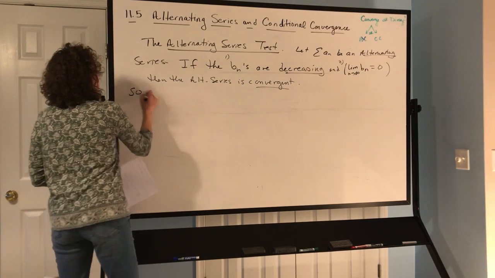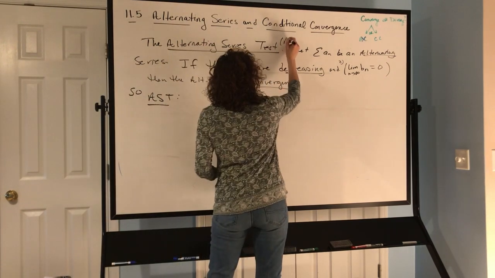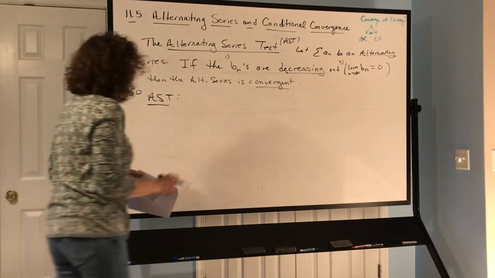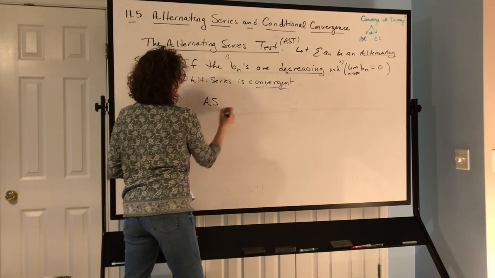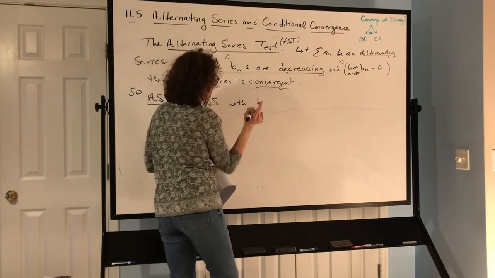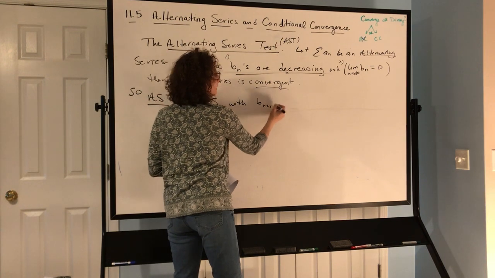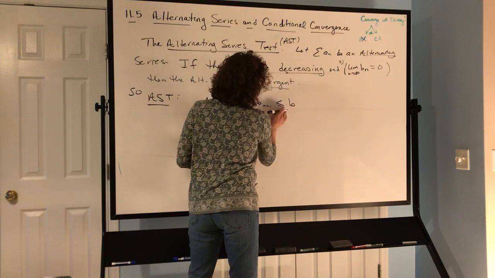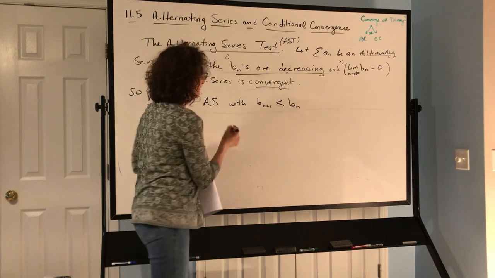So that's in words, and so if we think about the alternating series test, that's what we'll call this guy AST, alternating series test. So if we just shorthand it a little bit, you have an alternating series, with b_n's decreasing. Well, we have a couple of ways to say that. The next b_n, the next guy is smaller than, or equal to, let's just stick with smaller than the previous guy.